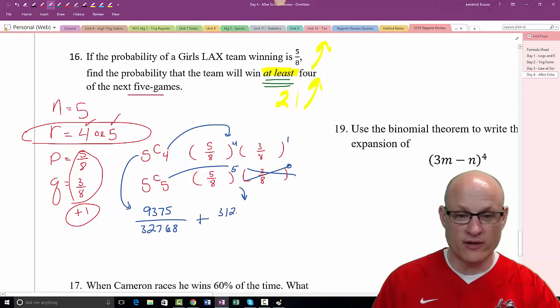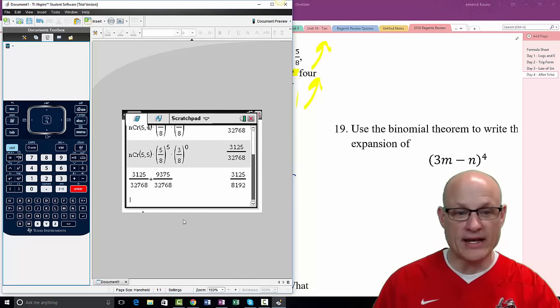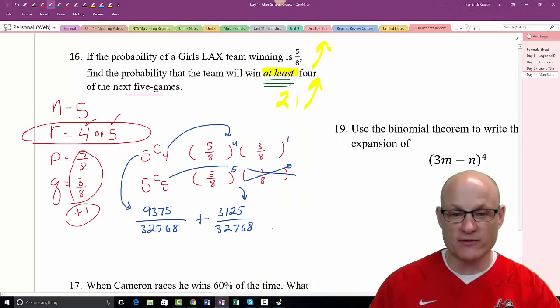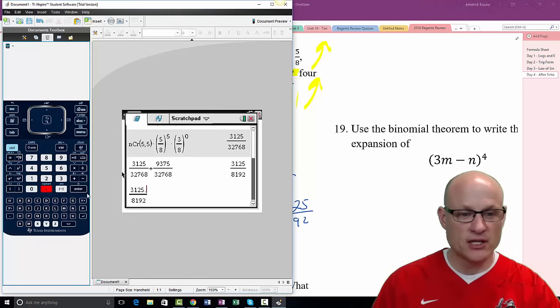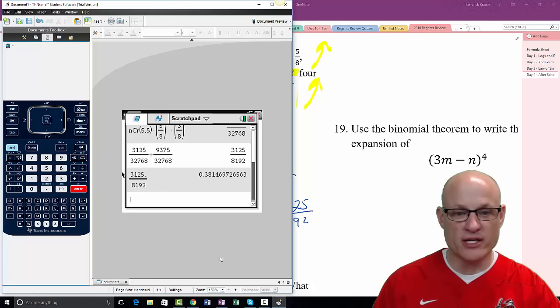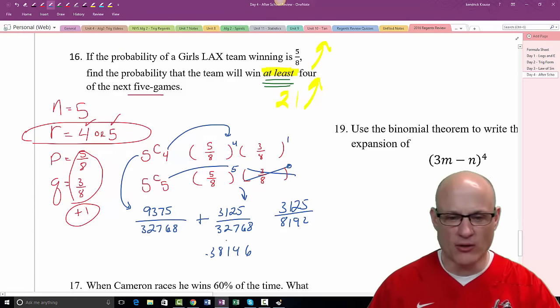So 3125 over 32768. We add those up, so we say plus this. So adding those two up, and it's 3125 over 8192. Sometimes they ask for the decimal. In this case, you just go up here, put a decimal on one of these, and press enter, and you get 0.38146. And then they would tell you to round. You don't need to do that.